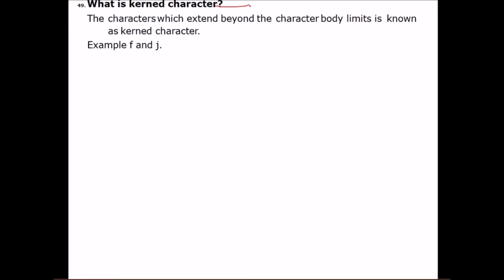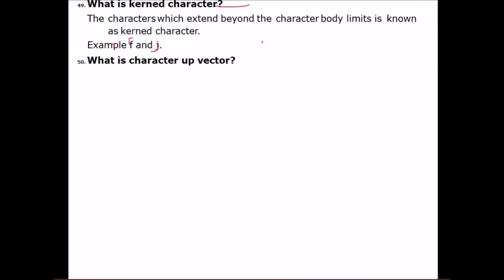What is a kerned character? The characters which extend beyond the character body limit are known as kerned characters. For example, F and J. See, F is going beyond the character body, and J is again going beyond the character body. This is known as a kerned character.